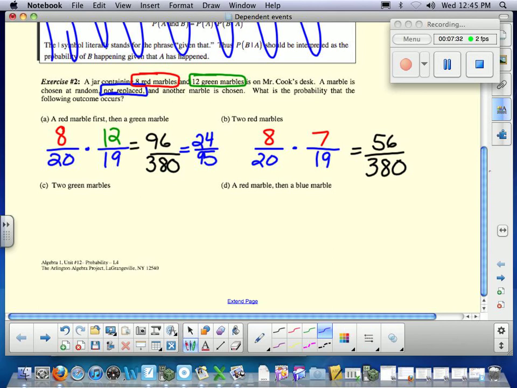Letter C. We have 2 green marbles that we're going to try to get this time. And again, I can start right out with my denominators because I know I'm not replacing. How many green marbles do I have to pick from? 12. And I kept that one out, so now I have 9.